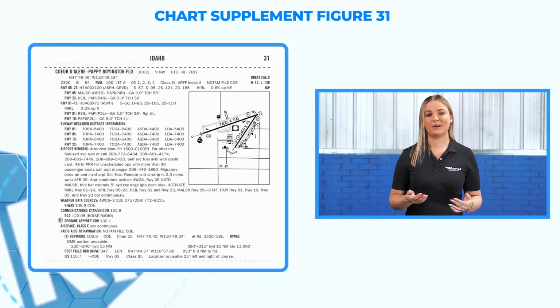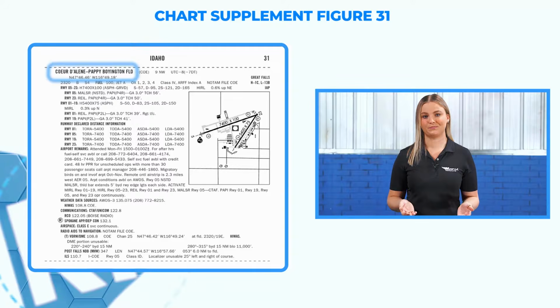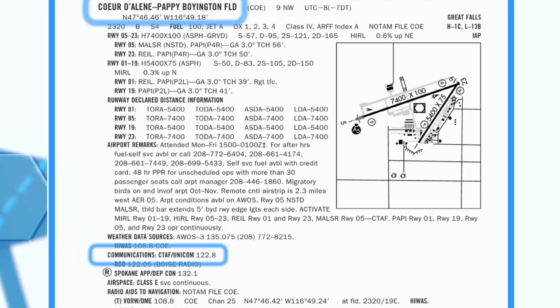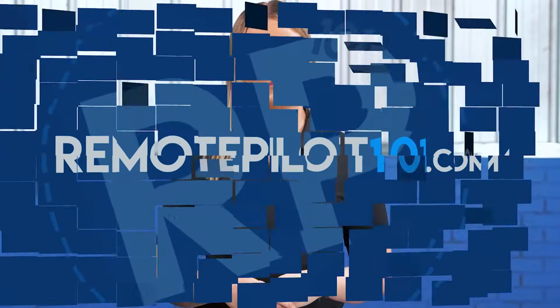I even have another way the supplement can help with this question. Here's a little insider tip to further show you that the supplement is a gold mine of information. While the question says to use figure 22, figure 31 actually shows the chart supplement airport information for Coeur d'Alene. This figure literally has the communication section that spells out the CTAF is 122.8. This is a clear-cut answer, and using this figure might make things easier.